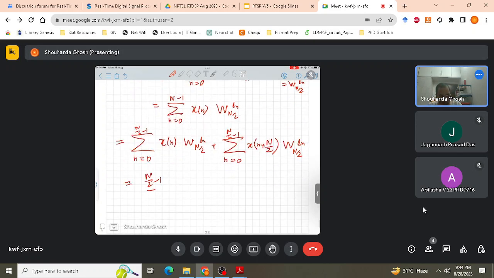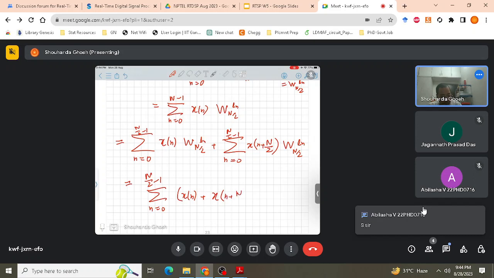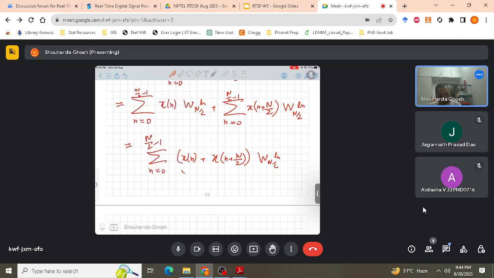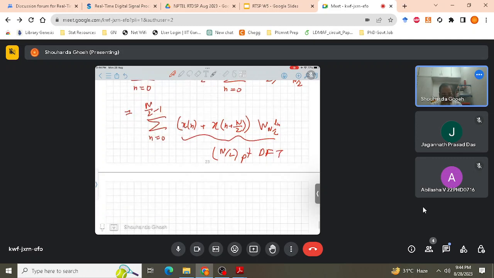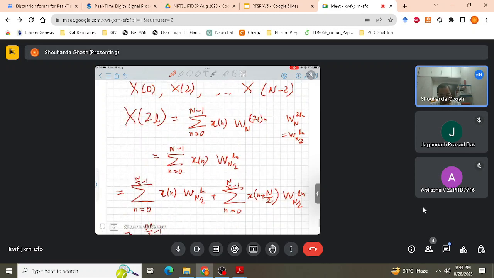N/2 minus 1, so we get x of n plus x of n plus N/2, times W_N^(nk) with W_N upon 2 for the index l. So you see what happened. Now this is again an N/2-point DFT. This is the x of 2l.